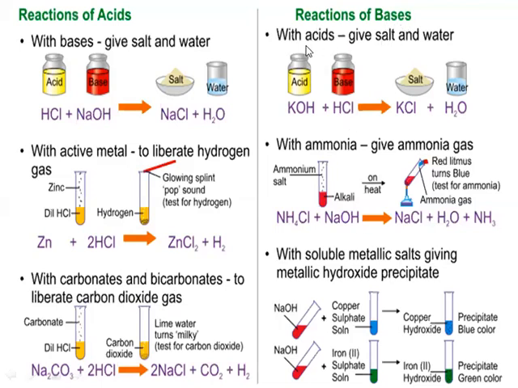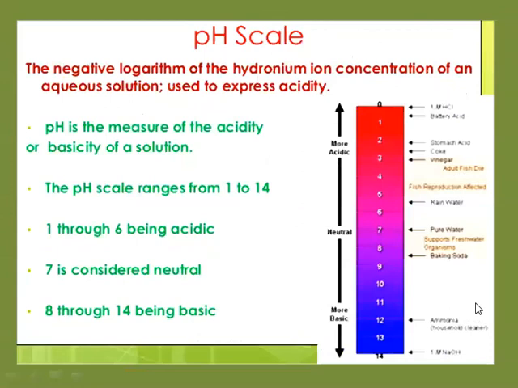Reactions of bases. Bases react with acids to give salt and water. Bases react with ammonium salts to give ammonia gas. Ammonium chloride is the salt here, which reacts with sodium hydroxide to release ammonia gas. Bases react with soluble metallic salts, giving metallic hydroxide precipitate. For example, sodium hydroxide reacts with copper sulfate solution to give a blue precipitate of copper hydroxide along with sodium sulfate.